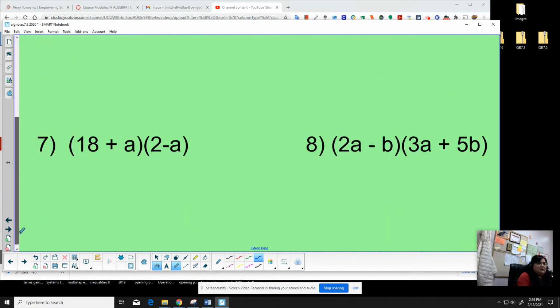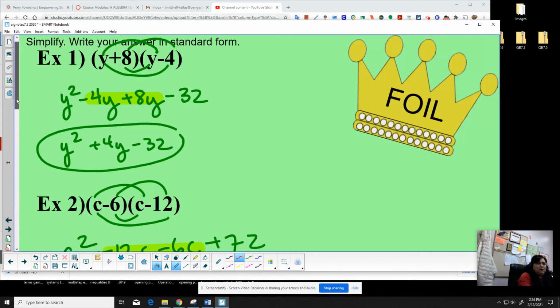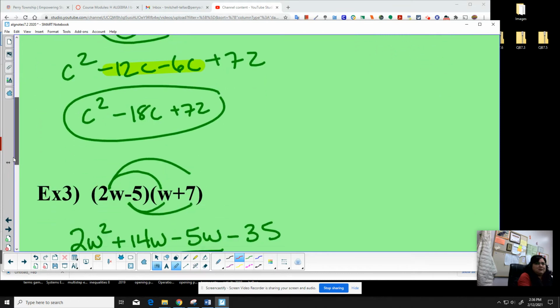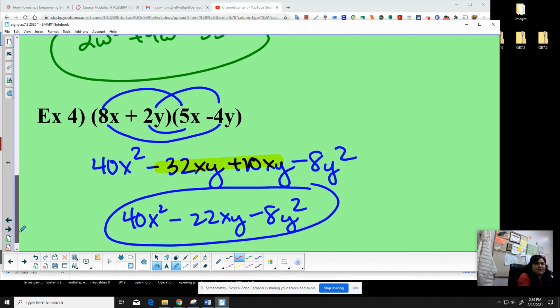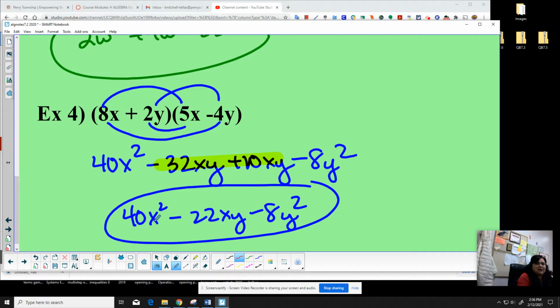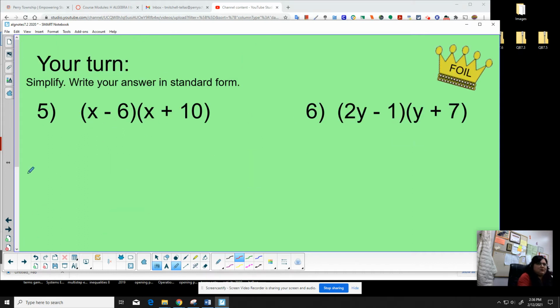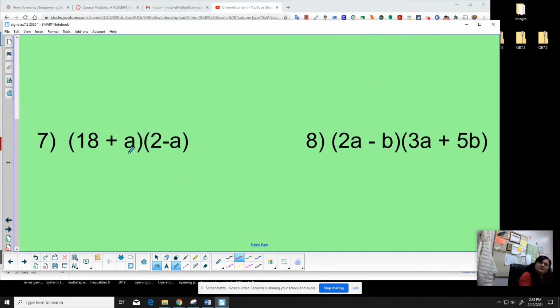Okay, so we just tried all these. Let's go ahead and do this one, though, because this one is out of order. So we'll have to put it in standard form. If you notice on these, when I multiplied in that order, they were in standard form when I got done with my final answer, in terms of the x squared, x, and no x. Okay, so let's do these two. I think you can probably do pretty easily. So let's do this one.